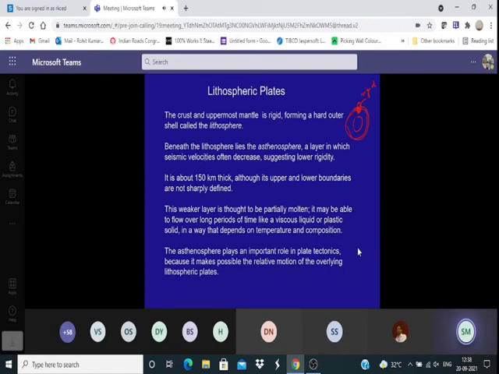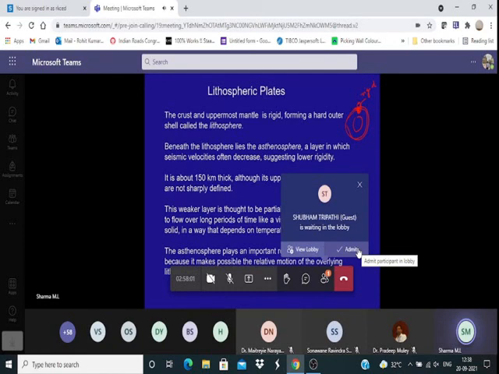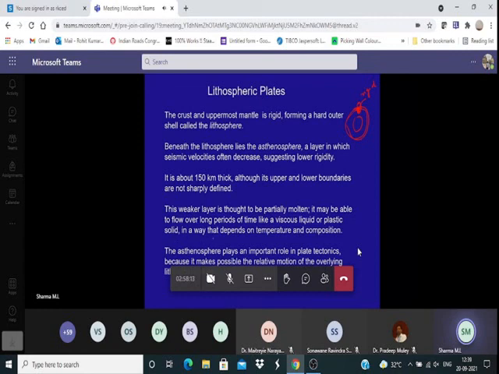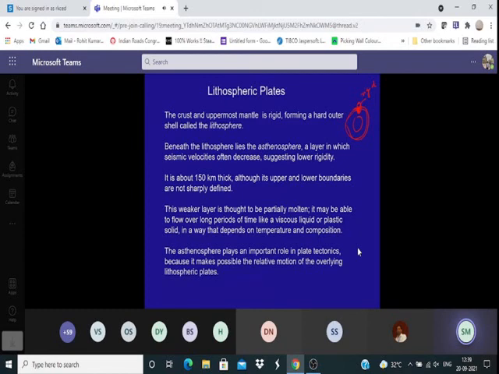Beneath the lithosphere lies the asthenosphere, a layer in which seismic velocities often decrease, suggesting lower rigidity. It is about 150 kilometers thick, although its upper and lower boundaries are not sharply defined. This weaker layer is thought to be partially molten. It may be able to flow over a long period of time like a viscous liquid or plastic solid, in a way that depends on temperature and composition. The asthenosphere plays an important role in plate tectonics because it makes possible the relative motion of the overlying lithospheric plate.